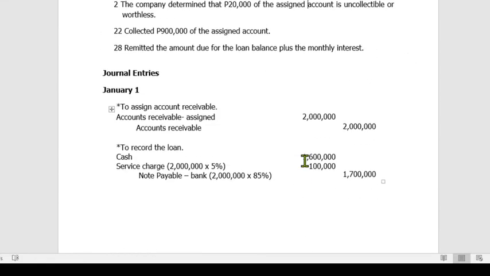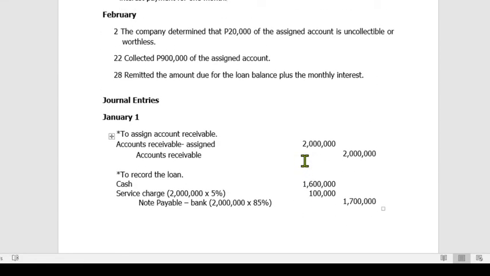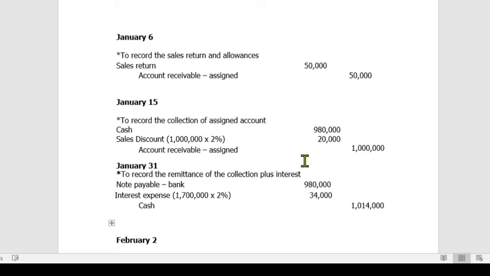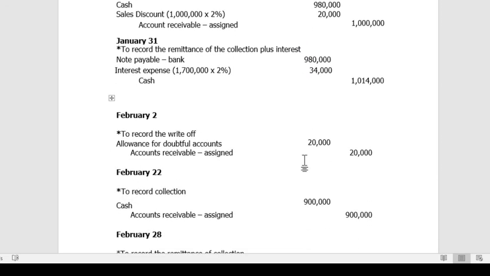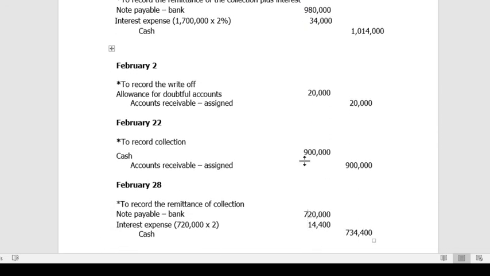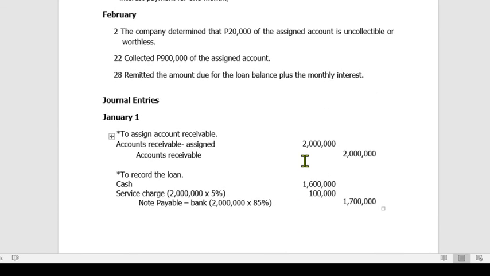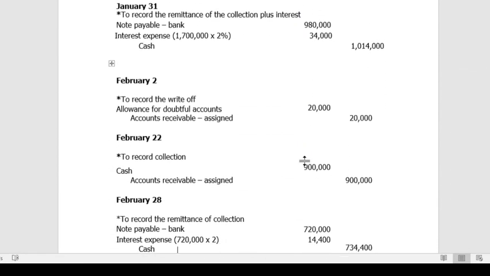Next, February 22. Collected 900,000 of the assigned account, o debit cash ka lang, credit accounts receivable assigned 900,000. Next, February 28, i-remit mo na yung amount due for the loan balance plus the monthly interest. So, magkano yung loan balance, i-remit mo na daw.